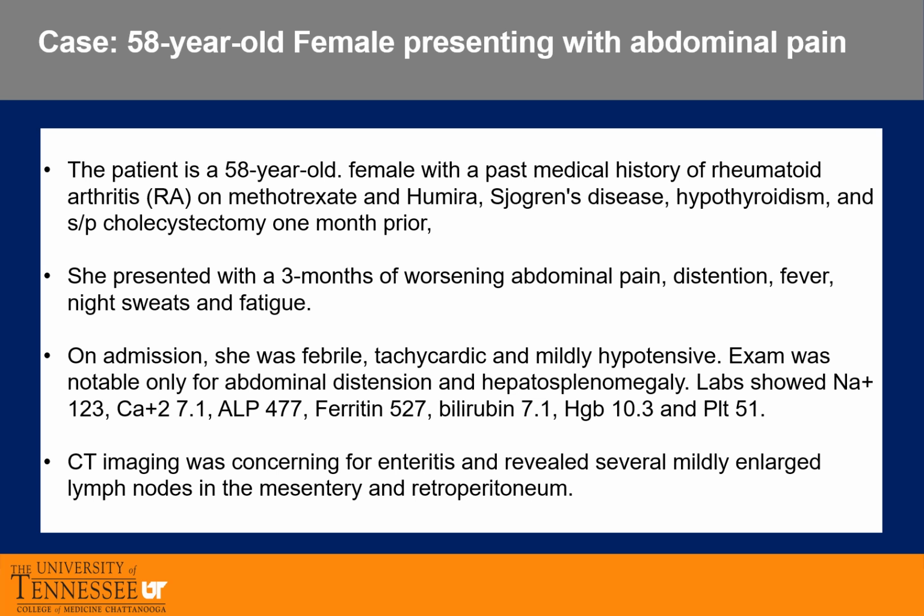On admission, she was febrile, tachycardic, and mildly hypotensive. Exam was notable only for abdominal distension and the hepatosplenomegaly. Labs showed a sodium of 123, calcium of 7.1, alk phos of 477, ferritin 527, bilirubin 7.1, hemoglobin of 10.3, and a thrombocytopenia of 51. CT imaging was concerning for enteritis and revealed several mildly enlarged lymph nodes in the mesentery and retroperitoneum.